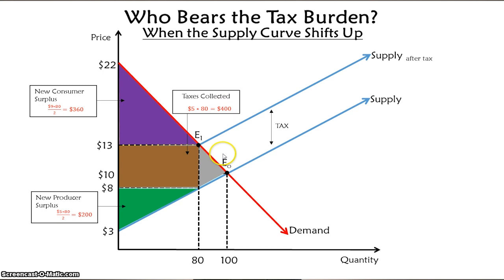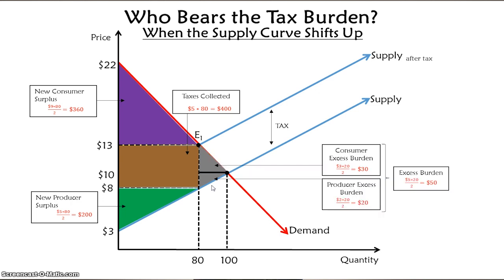The tax resulted in excess burden of $50, reflecting the 20 sales of t-shirts that did not take place due to the tax. The area of the excess burden triangle is 20 times $5 divided by 2, because that's how you calculate the area of a triangle. $30 out of the excess burden was loss of consumer surplus, and $20 were loss of producer surplus.